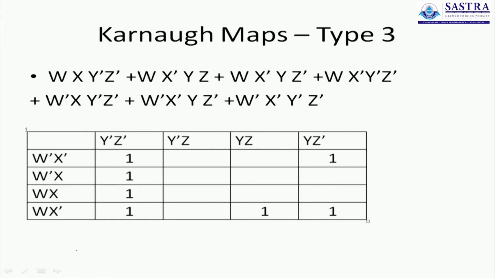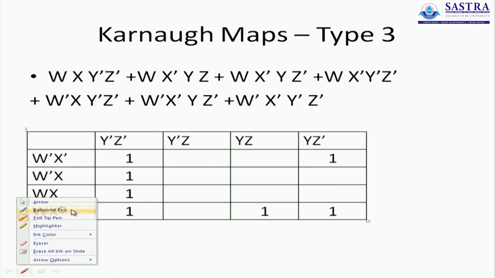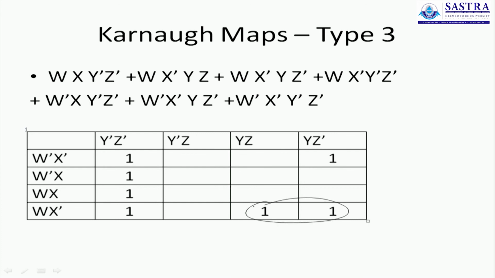Now we can start with the grouping. You will see that this has to be grouped in this manner because that's the only adjacent one. You don't have a one here, here or here. This is the only one. The other loops are kind of interesting.